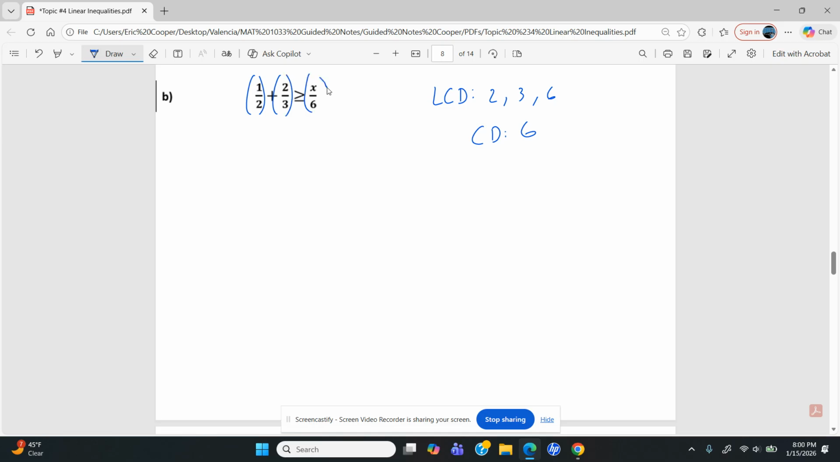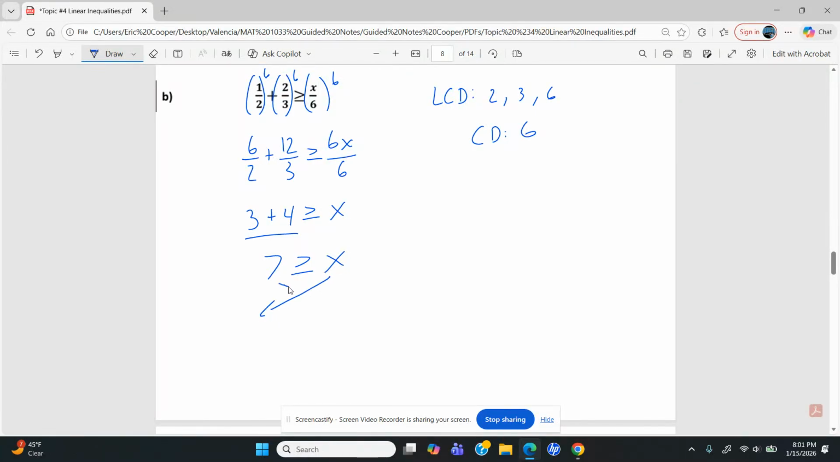Knowing that, we're going to take each of these fractions and multiply it by 6. So here we've got 6 times 1, which is 6, divided by 2, plus 6 times 2, which is 12, divided by 3, is greater than or equal to 6 times x, which is just 6x, divided by 6. We can simplify these. 6 divided by 2 gives me 3, and 12 divided by 3 gives me 4, and 6x divided by 6 gives me x. Combining like terms, I have 7 is greater than or equal to x, but again, we like to have x on the left side.